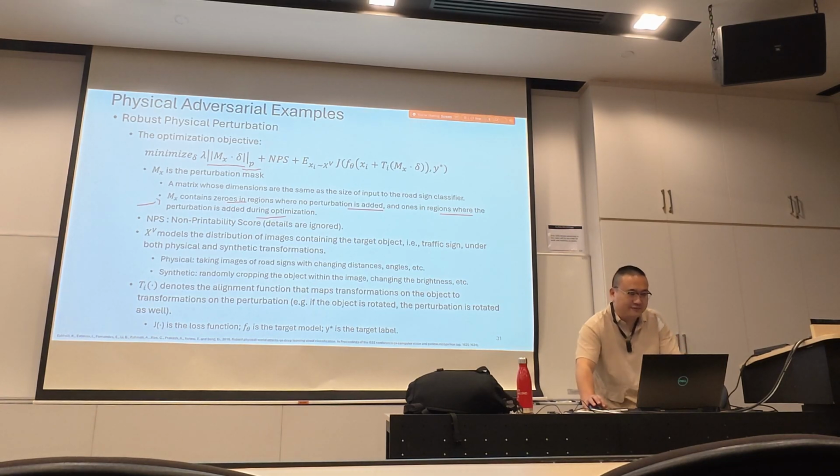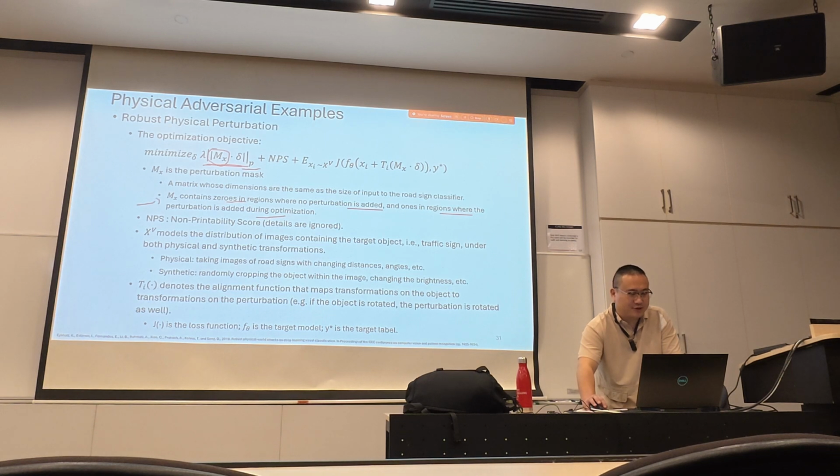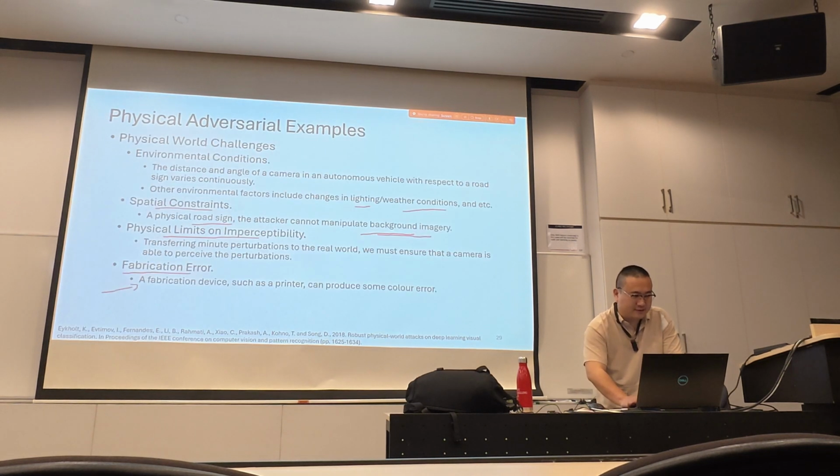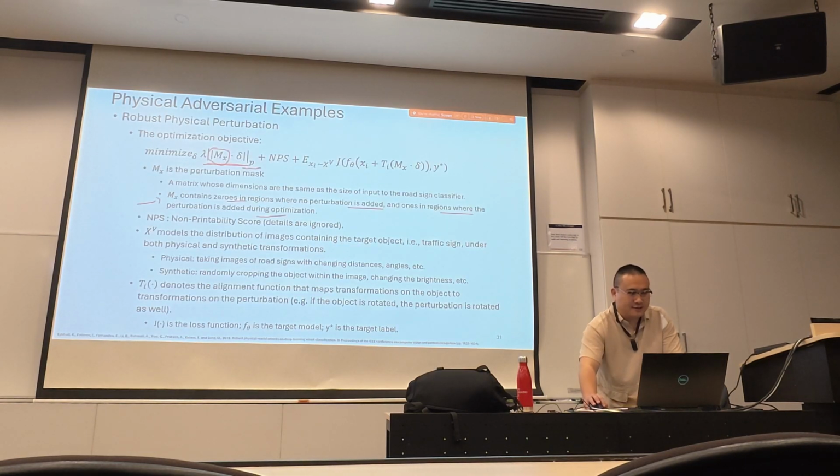Okay, so this is the first term, M and delta. Any questions about the mask? Okay. So when we apply the mask, we are actually solving this spatial constraint. Because when we modify the road sign, we can only modify the surface of the road sign. We cannot modify the background of the road sign. So therefore, we use a mask to constrain the perturbation that we generate so that it can only vary on the surface of the road sign.